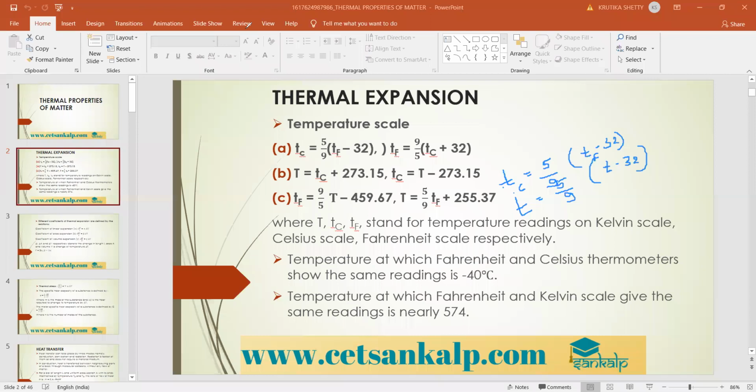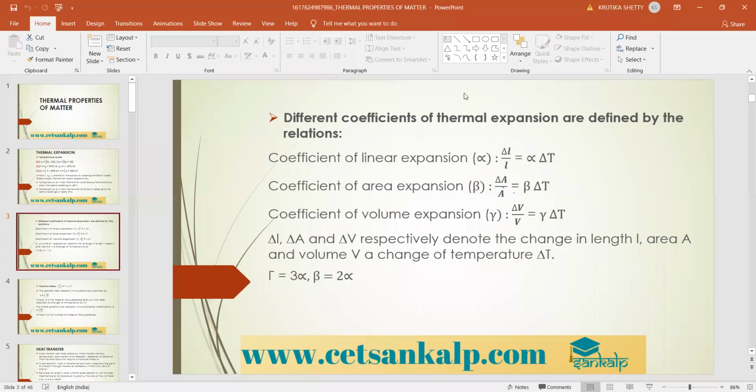In this next slide, we are going to see the different coefficients of thermal expansion. So what is thermal expansion here? Thermal expansion is nothing but due to the heat. Thermal means due to heat. Expansion, the increase in the dimensions, takes place. So that is called thermal expansion. In thermal expansion, we have three types: linear expansion, area expansion, and volume expansion. Based on the dimension, we are going to divide into these three.